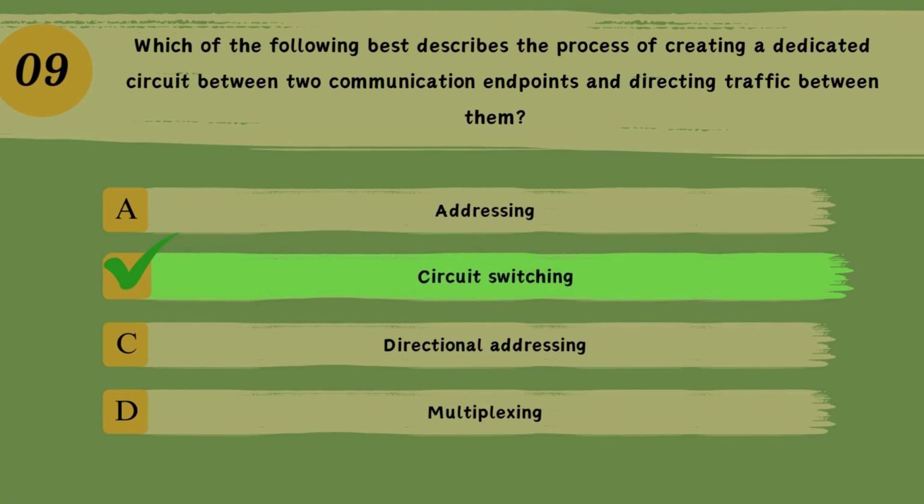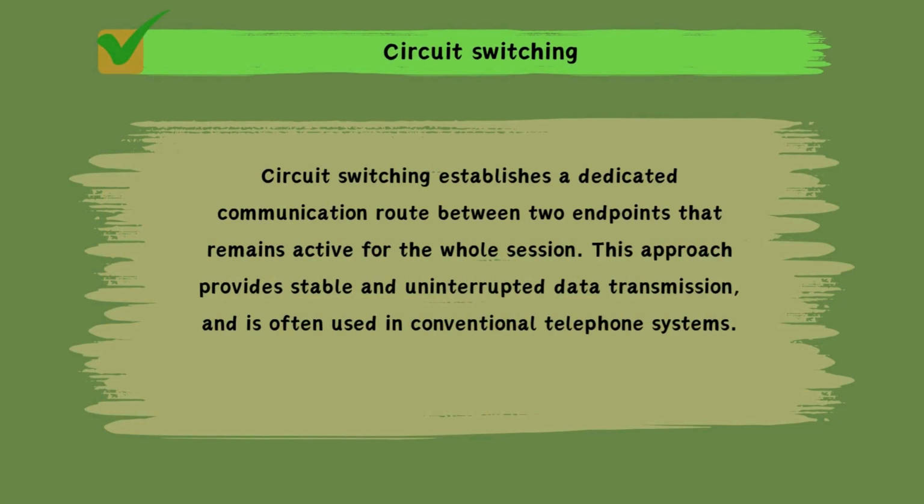Correct answer. B. Circuit switching. Circuit switching establishes a dedicated communication route between two endpoints that remains active for the whole session. This approach provides stable and uninterrupted data transmission and is often used in conventional telephone systems.